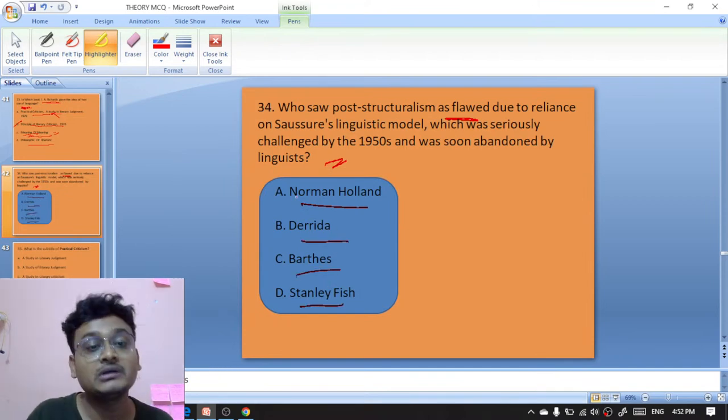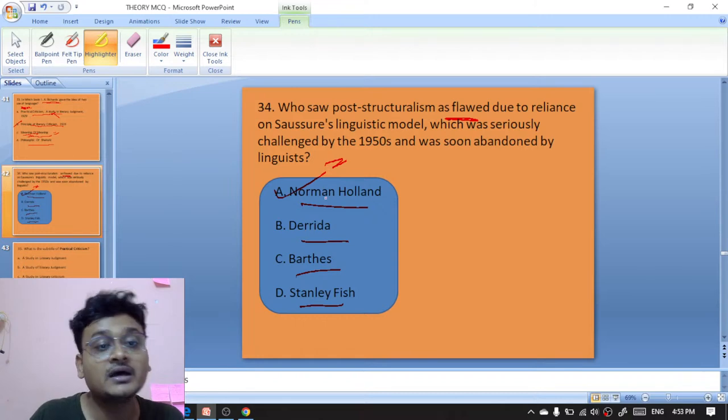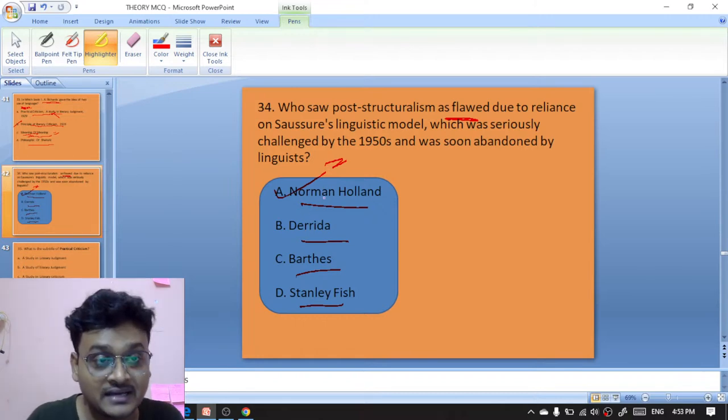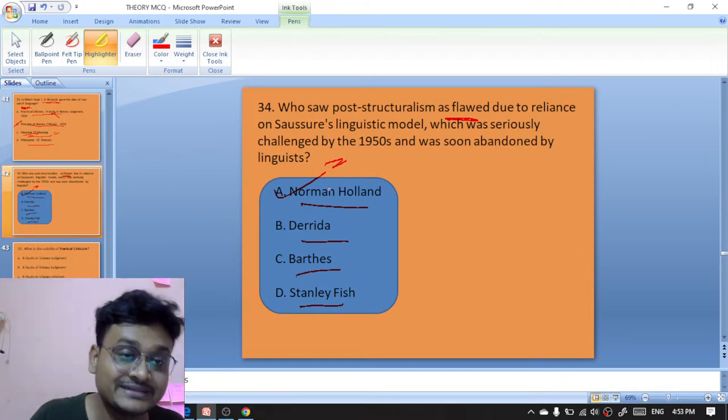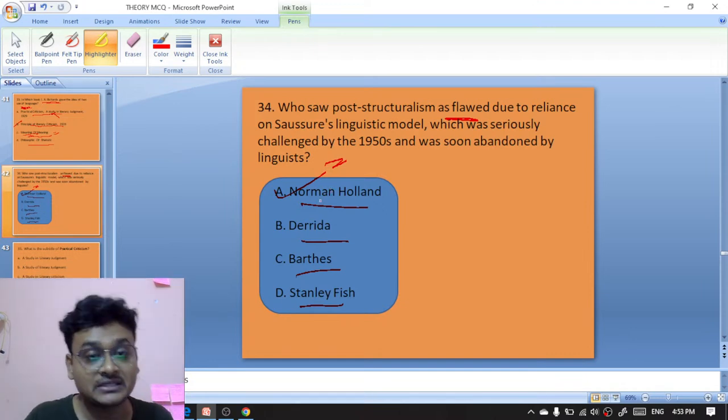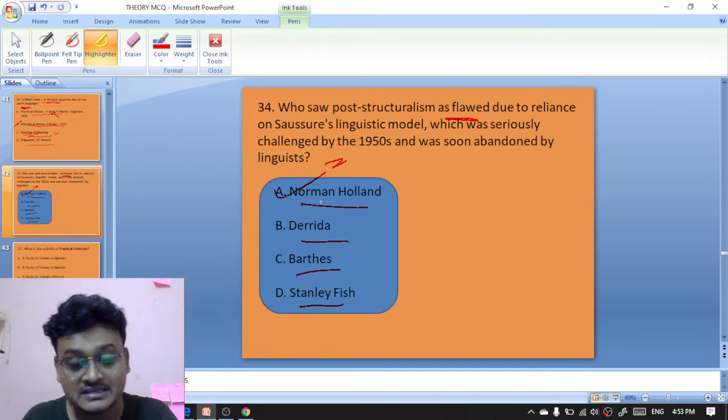So here, Norman Holland is the right option. Norman Holland saw post-structuralism as flawed due to reliance on Saussure's linguistic model, which was seriously challenged by the 1950s and was soon abandoned by linguists. So A is the right option over here.